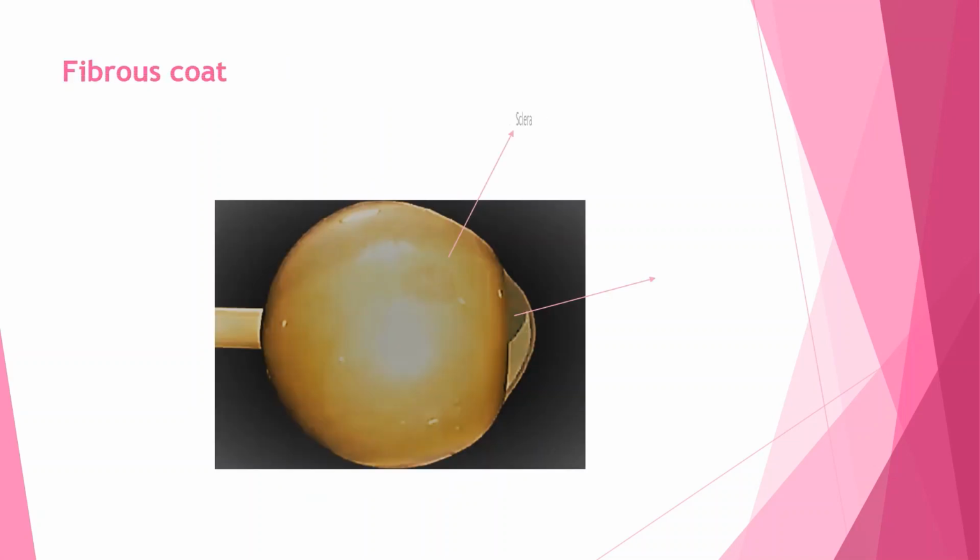Fibrous layer. The fibrous layer consists of sclera and cornea. Sclera. Sclera comprises approximately 85% of the fibrous layer. It supports the deep structures. It provides attachment to extraocular muscles.